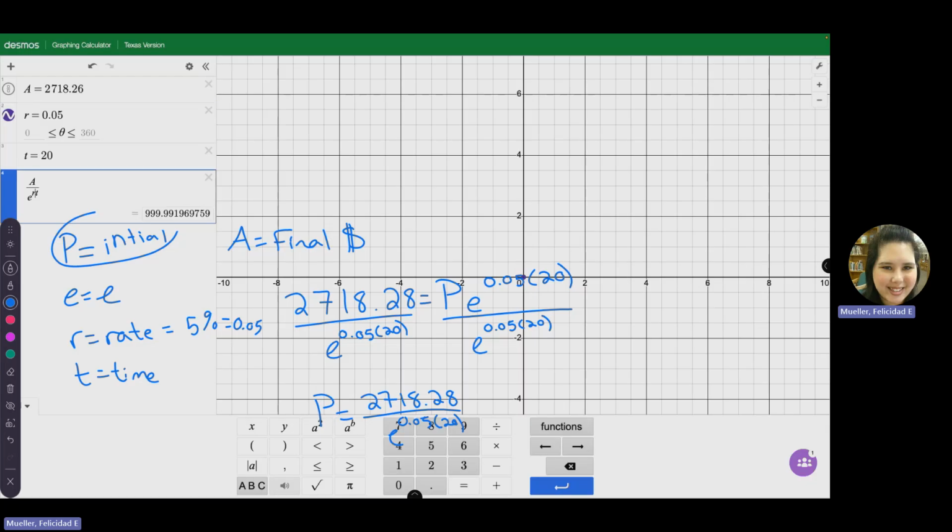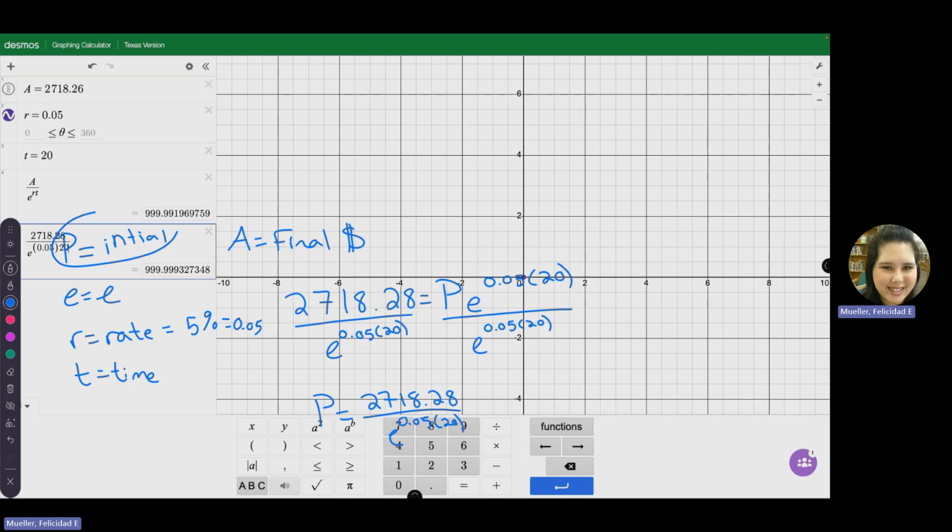So it looks like it was $1,000, but we can also check by just typing this in. What our actual original one was, we said 2718.28 divided by E to the parentheses 0.05 close parentheses 20. And we get the same thing. So just a different way of typing it in.